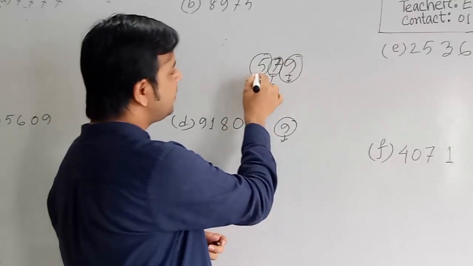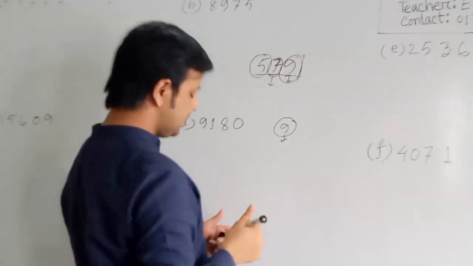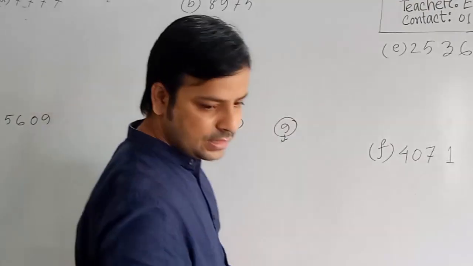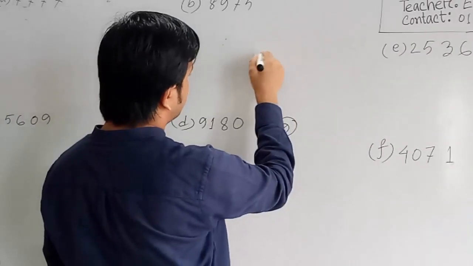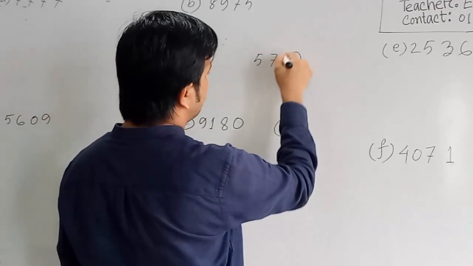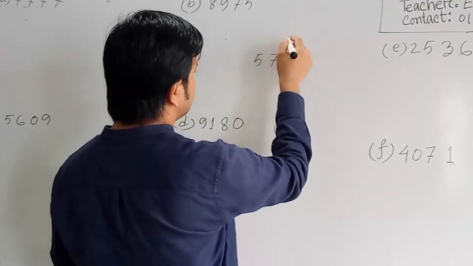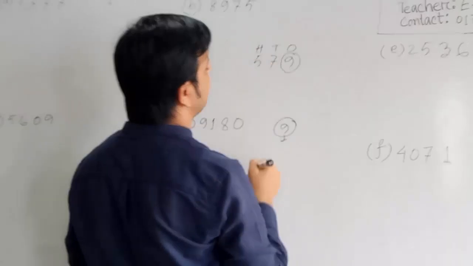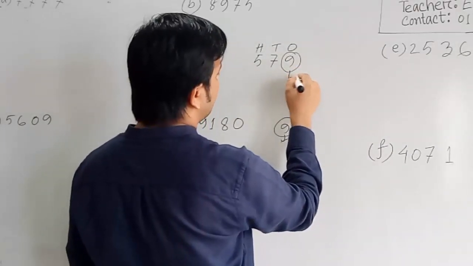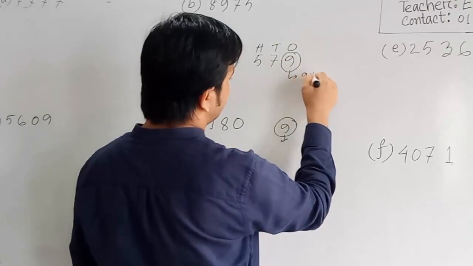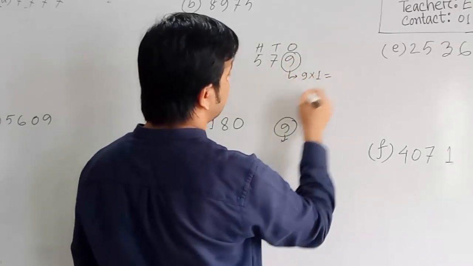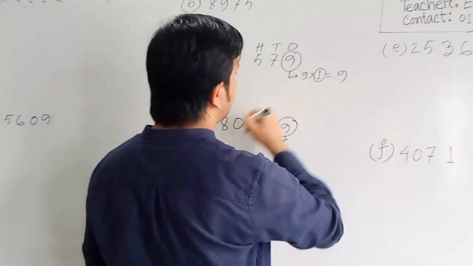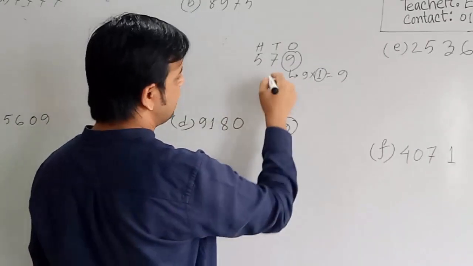Okay, but in this number 5, 7, 9, each digit has a different value. In this number, 9 is in ones position, 7 is in tens position, and 5 is in hundreds position. So the value of 9 in this number is 9 multiplied by 1, as this is ones position. We have to multiply the digit by the position. So the value of 9 in this number is 9.